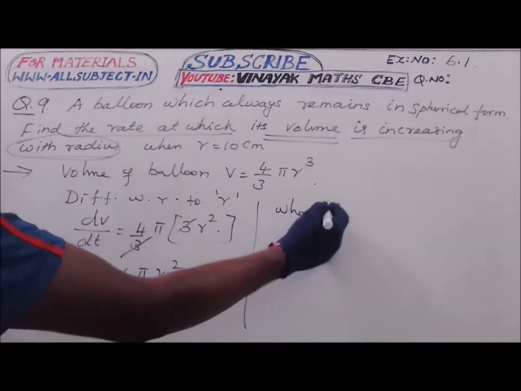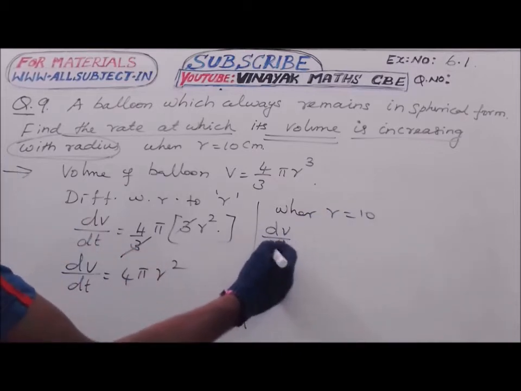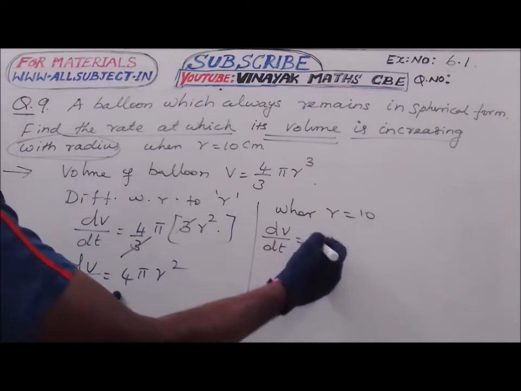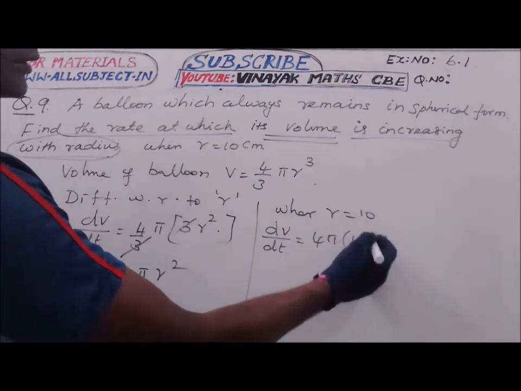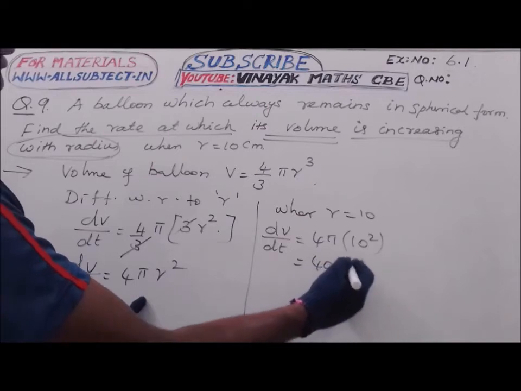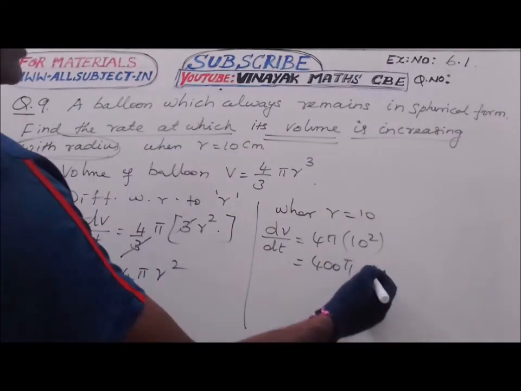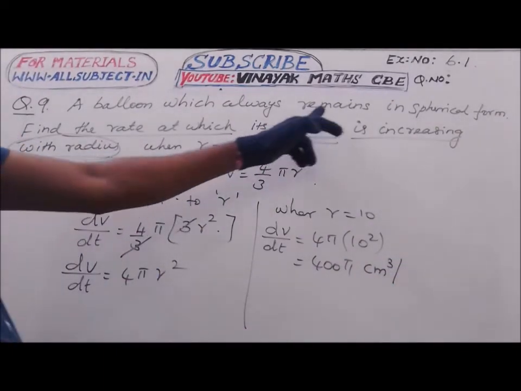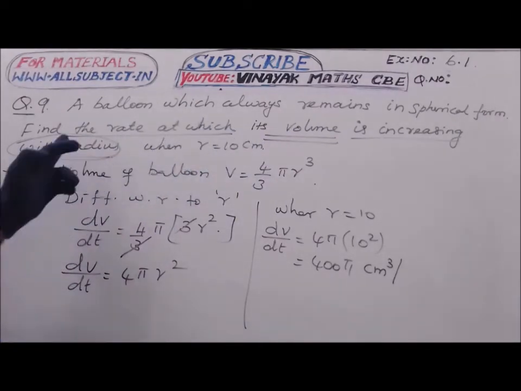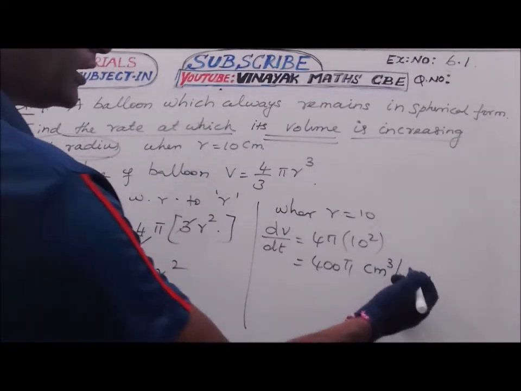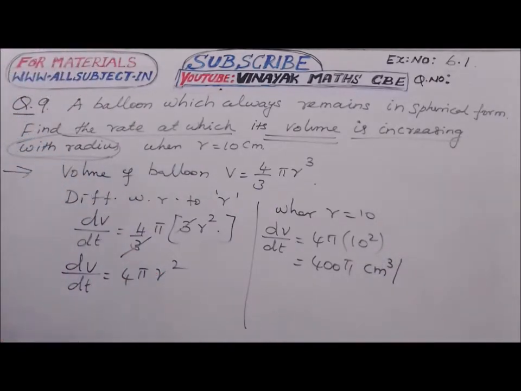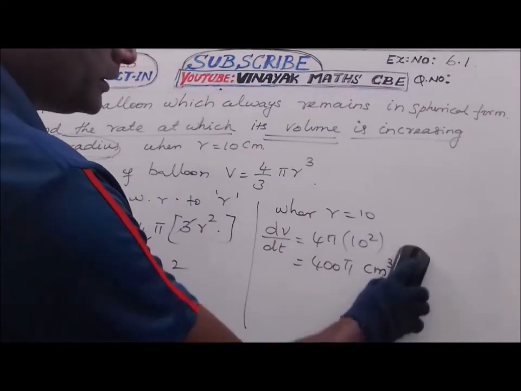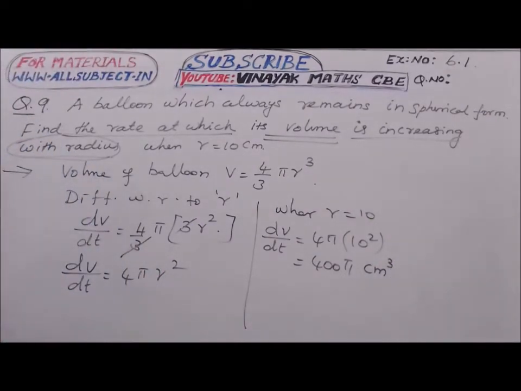When r equal to 10, dV by dt equal to 4 pi r square, 10 square, that is equal to 400 pi. The unit is centimeter cube per second. Given the sphere is increasing in spherical form, the rate of volume is with respect to radius, so centimeter cube. Not per second here, only 400 pi centimeter cube with respect to r radius.